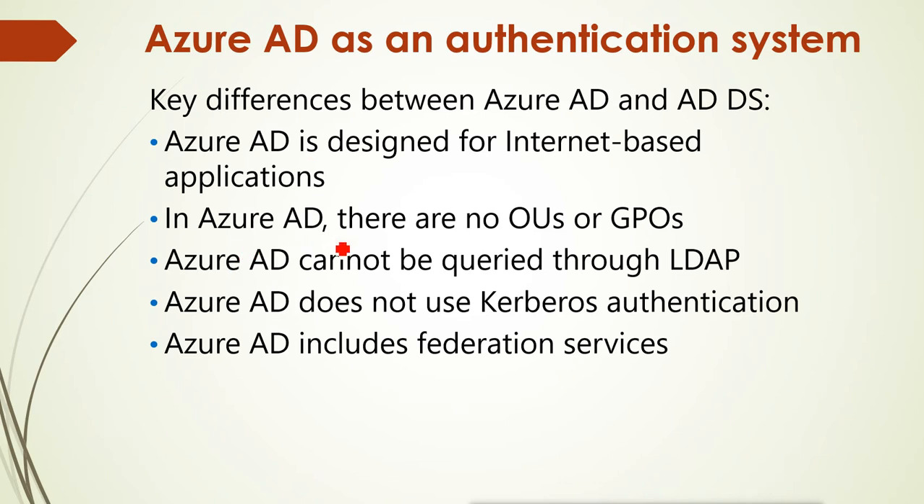And in Azure AD, there are no OUs or GPOs. Under Azure AD, we don't have any OUs. We can't create organizational units, and there are also no group policy objects. Then Azure AD cannot be queried through LDAP. It is different; it does not require the LDAP protocol. Then Azure AD does not use Kerberos authentication either. It uses internet-based authentication, a different authentication. Then Azure AD includes federation services. By default it includes the federation services.